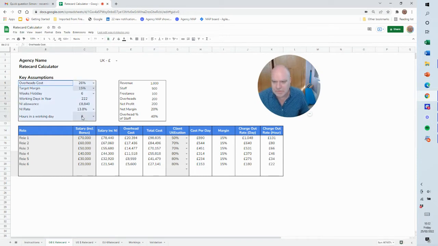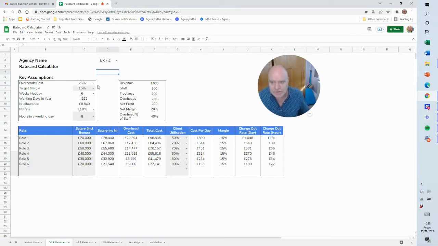The key assumptions. Let's go back to basics. To charge per hour, we need to cover the cost of the salary of the people we're employing, and we need to cover the overheads of the business, and we need to make a margin on top of that. So these are the assumptions here.